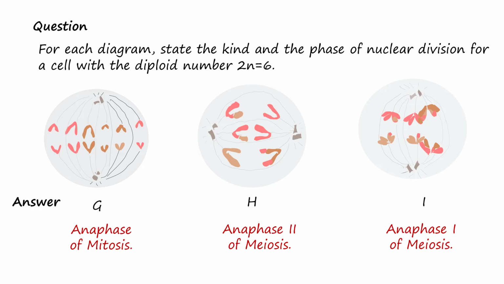H is a cell in anaphase 2 of meiosis, as the cell's chromosomes are in single strands and the haploid number of chromosomes are moving towards opposite poles. I is a cell in anaphase 1 of meiosis, since chromosomes are observed as sister chromatids linked together and the haploid number of chromosomes are moving towards each pole.